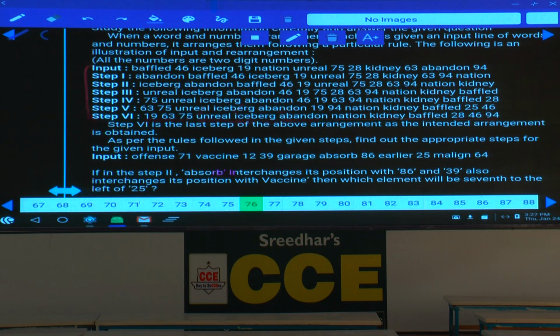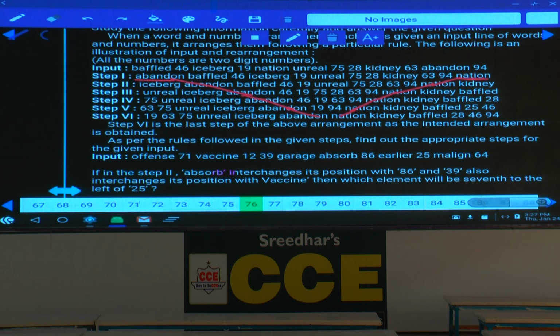Done with this? Then the pattern. What is the pattern here? Now in this pattern, first which element has been arranged at the first place? Abandoned. And next one, baffled, 46, iceberg, 19, unreal and so on. And finally, what is the other element which is arranged here? Nation. That means vowel, least word, and now this one, the highest consonant. Then abandoned shifted to the next place, nation shifted to the next place. Next abandoned third place, nation third from the right, abandoned fourth place, nation fourth from the right, fifth place, fifth from the right, finally sixth place and sixth place.